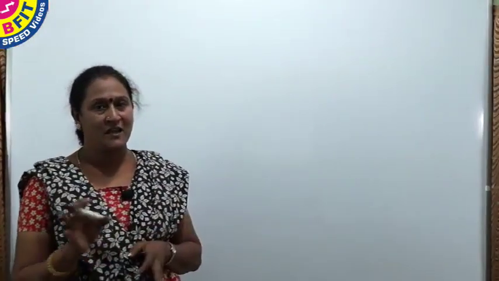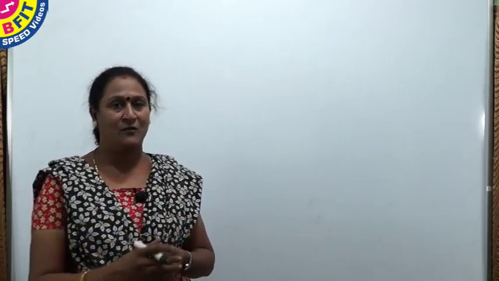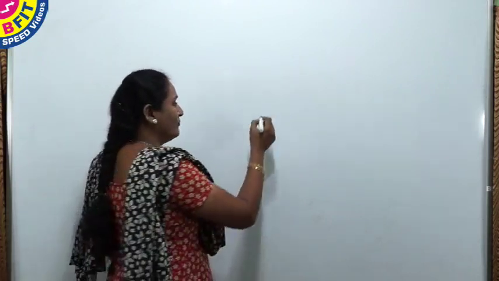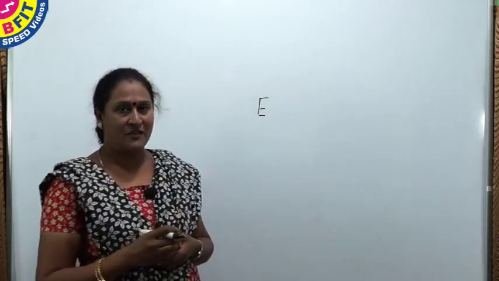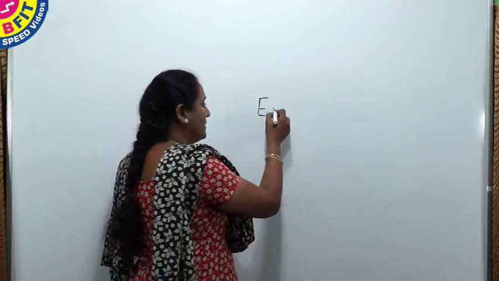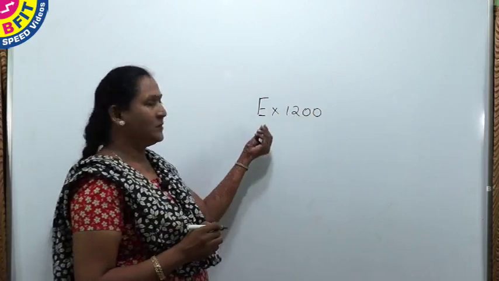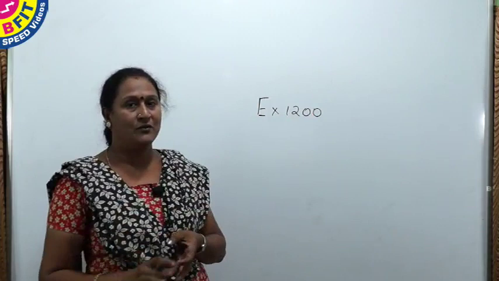So in this factory you have only two categories, engineers and workers, and the average salary of engineers is 1200. To find the sum of salary given to the engineers, we have to multiply the number of engineers by the average salary. So we take the number of engineers as E, and the sum of salary given to the engineers is E into 1200. Multiplying the number of engineers by their average salary, you get the amount given to the engineers.